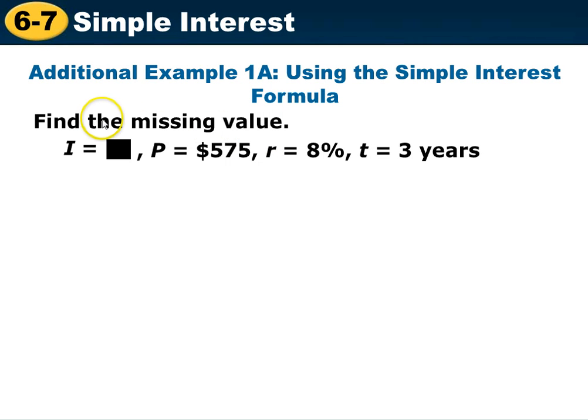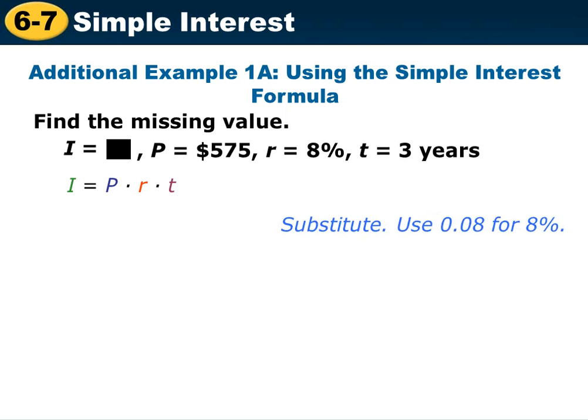All right. Now let's go ahead and do some examples. We have to find the missing value, where here you need to find the interest, and the principal was 575, and the rate is 8% for 3 years. So first thing you need to do is write down your formula. Now that 8%, you need to change it to a decimal, so that will be 0.08.